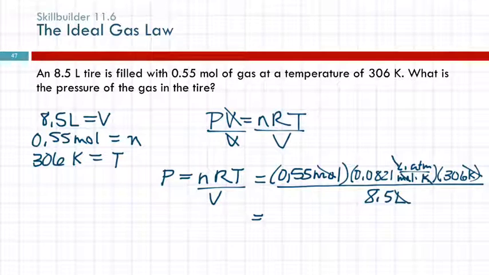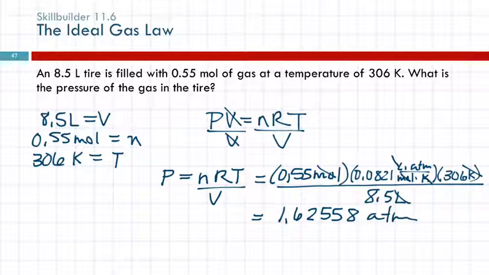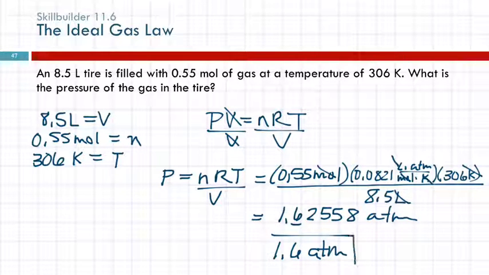0.55 times 0.0821 times 306 divided by 8.5 equals 1.62558 atmospheres. How many sig figs? 2. So 1.6 atmospheres. Any questions?